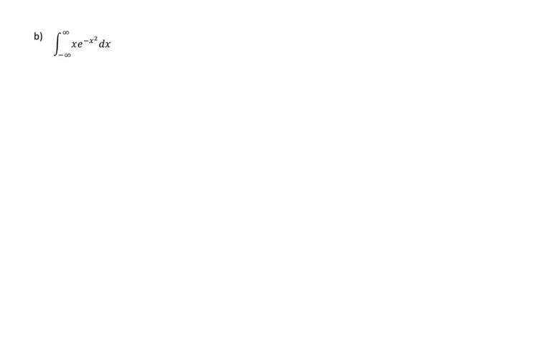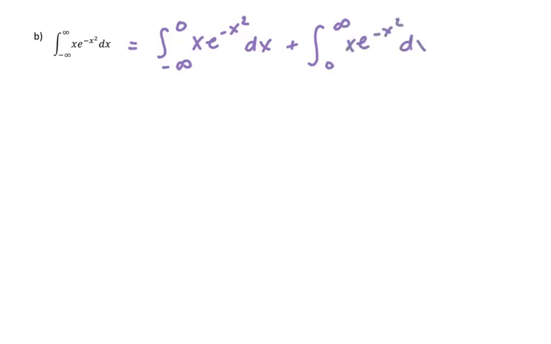Alright, so example 2b, again, negative infinity to infinity. So the first thing we're going to do is break it apart. And, oh, well, that defeats the purpose. I'm going to break it apart at 0. Alright, and then I'm going to set up my limits.